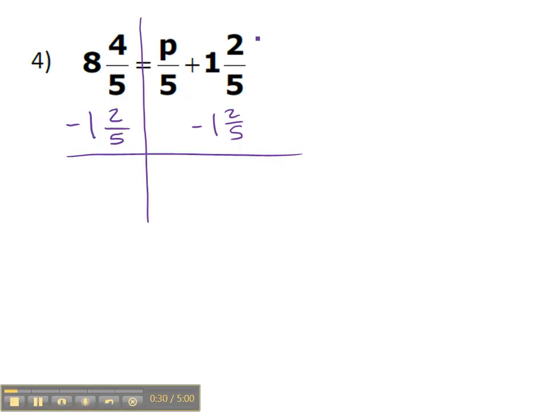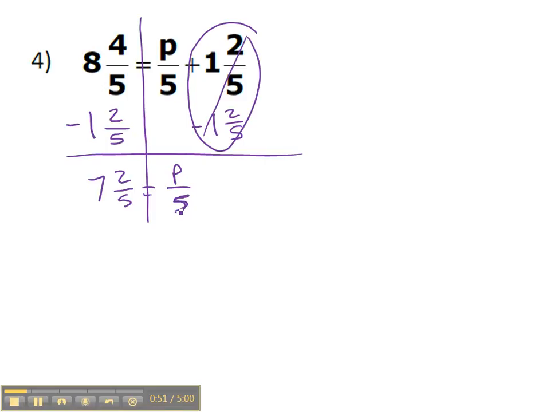And it works out, well, this equals 0 because 1 2/5 minus 1 2/5 is 0, and that's why we subtracted 1 2/5 in the first place. This works out on the left side pretty easily because 8 minus 1 is 7 wholes, and then 4/5 minus 2/5 is 2/5. So 7 2/5 equals p over 5.